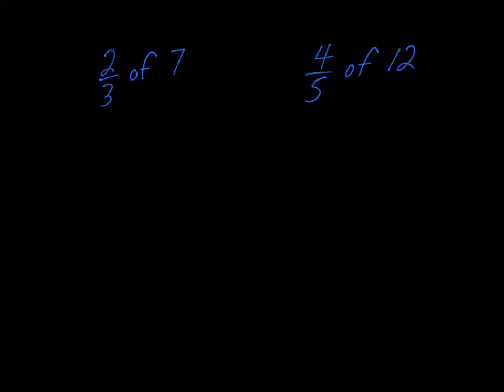2/3 of 7. So I look first at my 3 and my 7, and there's no way that I can divide 7 by 3 and get a whole number. So that means I need to abandon our last method of W divided by D times N, and we are going to use another option. That option is to just multiply straight across. Of means multiply. Now my 7 doesn't have a denominator, but it's really 7 over 1. The reason why that works is 7 divided by 1 is still 7. So now I multiply straight across, and I get 14/3.